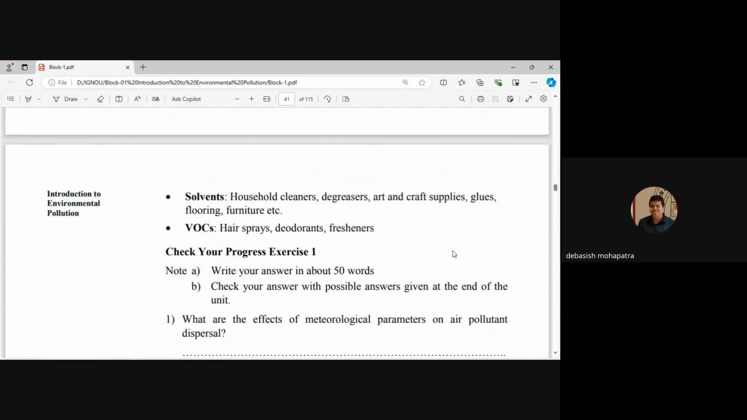Then solvents: household cleaners, degreasers, art and craft supplies, glues. Then VOCs: hairsprays, deodorants and fresheners. All these are VOCs. So all these are the sources. They are preventive measures for the control of air pollution.